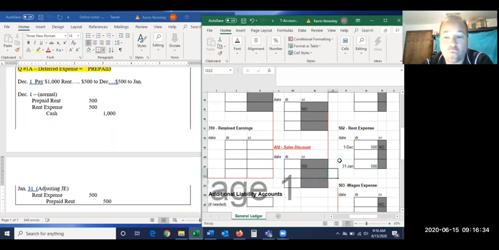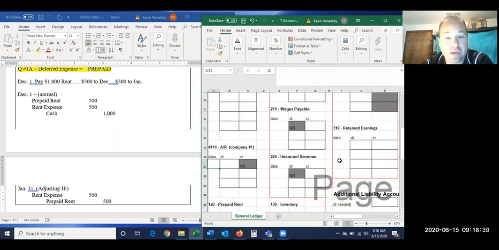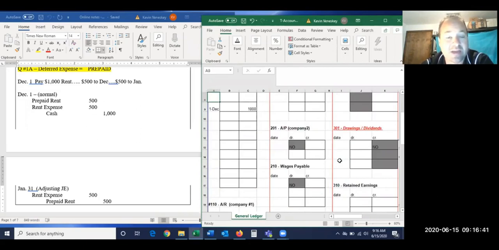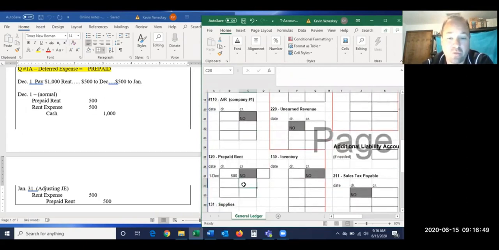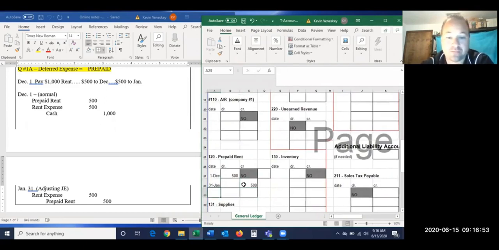And then you ask yourself, where did that 500 expense come from? You got to be careful. You don't want to say cash because the cash was already recorded. That 500 was included up here back in December. Where it came from was our prepaid rent. We no longer have prepaid any longer. Our prepaid account would be zero once the end of January comes along.